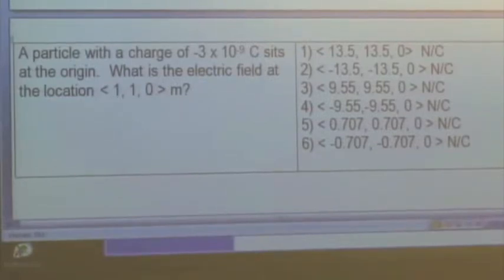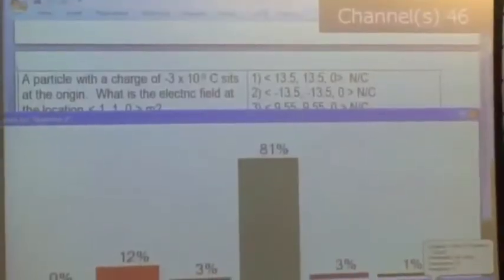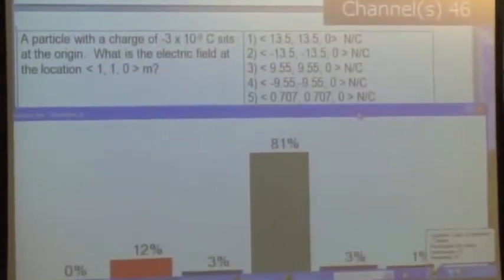Drawing a diagram as your first step is absolutely critical in doing a problem like this, and it can help you check whether your numerical result is correct or not. The constant, what is 1 over 4 pi epsilon 0? It's equal to 9 times 10 to the 9th. Okay, so 81% of us are saying answer number 4, which is correct.